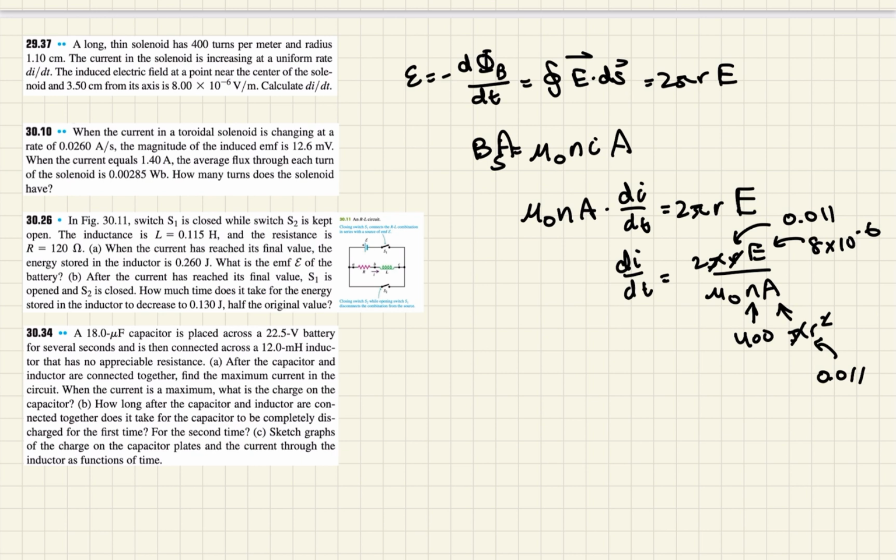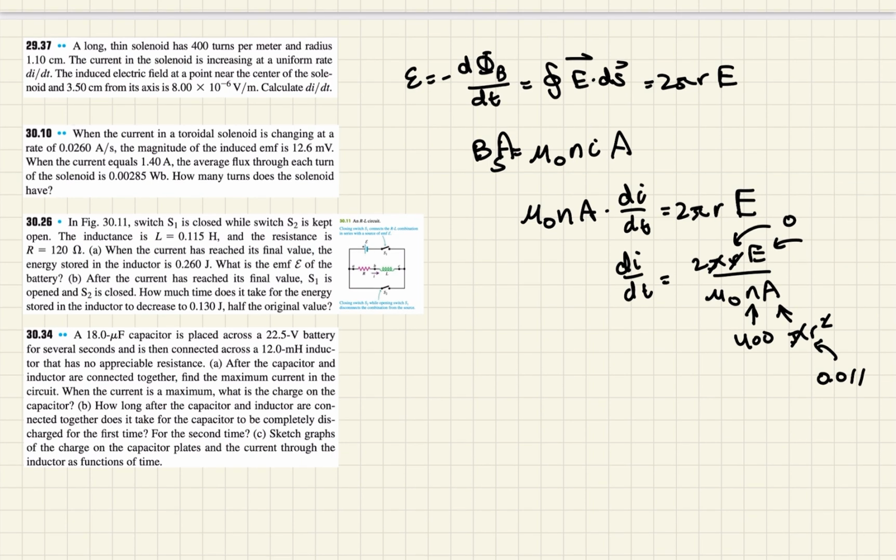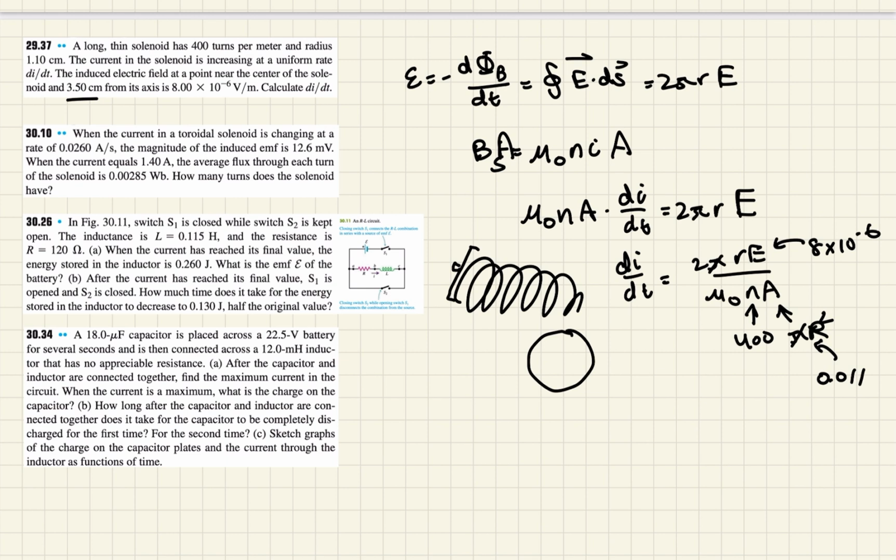One thing, sorry. Actually, this is a little bit misleading. That R actually doesn't cancel because that's a different R. I'm going to call this capital R down here. That's 0.011. That's the radius of the entire thing. That's the area inside the solenoid. But this is actually 3.5 centimeters from the axis. So if you think of the solenoid like this, that's the entire radius of it. And then this is just 3.5 centimeters from the axis. So looking at the cross section, that's the entire area. This is the circle that you're dealing with.